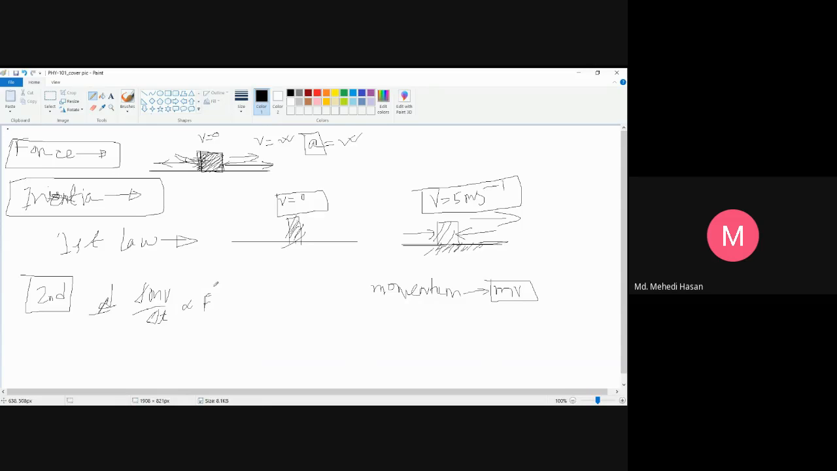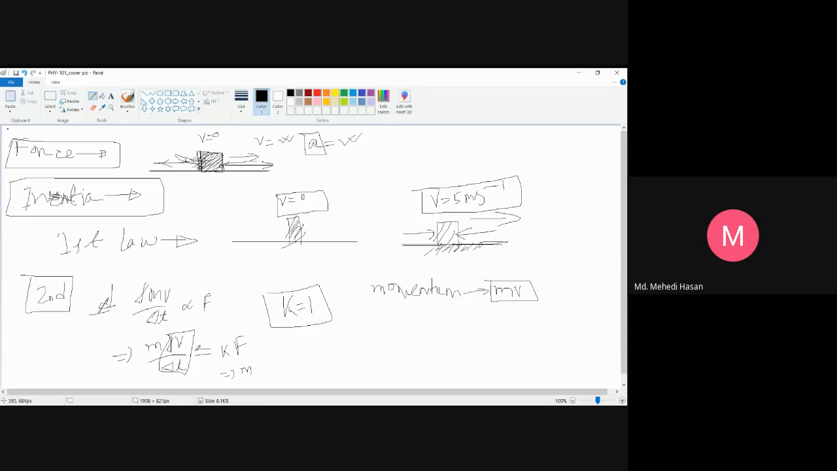Okay, so del mv by del t is proportional to F. Then we can say, if we take m common, then m del v by del t, because mass is constant and not changing, is equal to a proportionality constant k times F. So here k is 1. Basically, if we calculate the values, k will be 1.